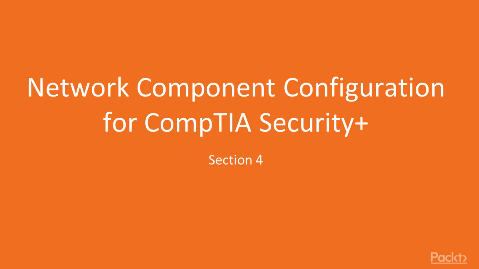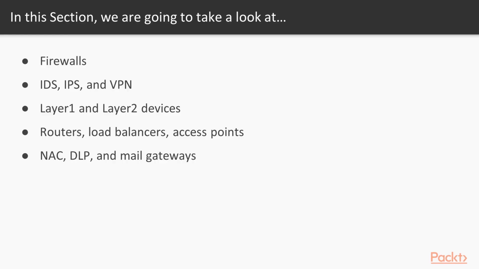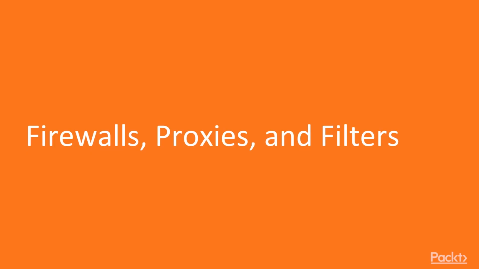Hello and welcome to Network Component Configuration for CompTIA Security Plus. In this section we are going to take a look at various points. We are going to learn about firewalls, IDS, IPS and VPN, layer 2 and layer 1 devices, routers, load balancers and access points, NAC, DLP and mail gateways. So let's start with the first video of section 4, firewalls, proxies and filters.